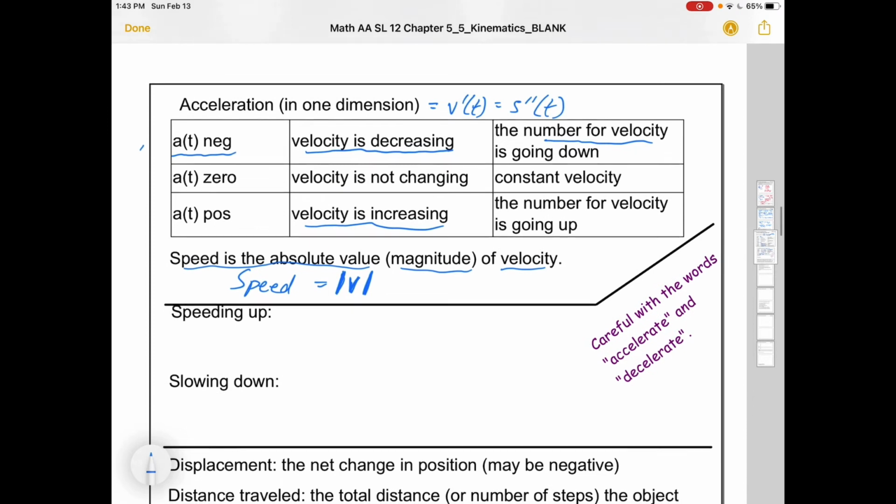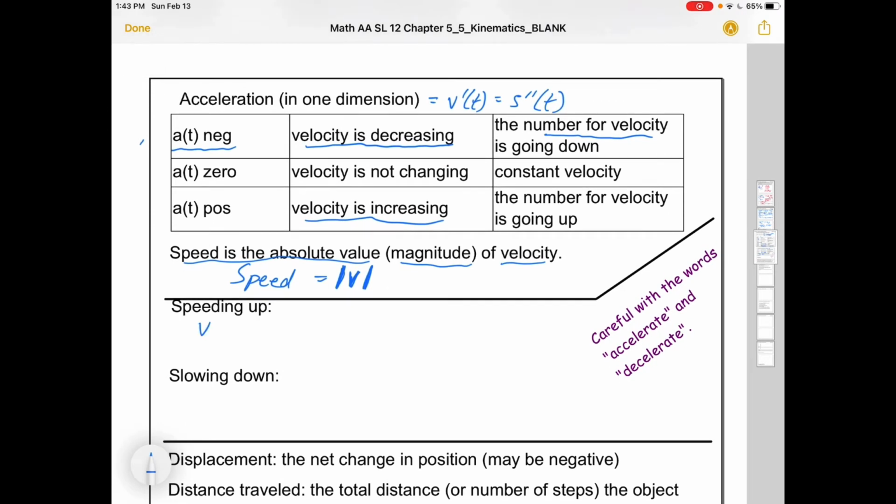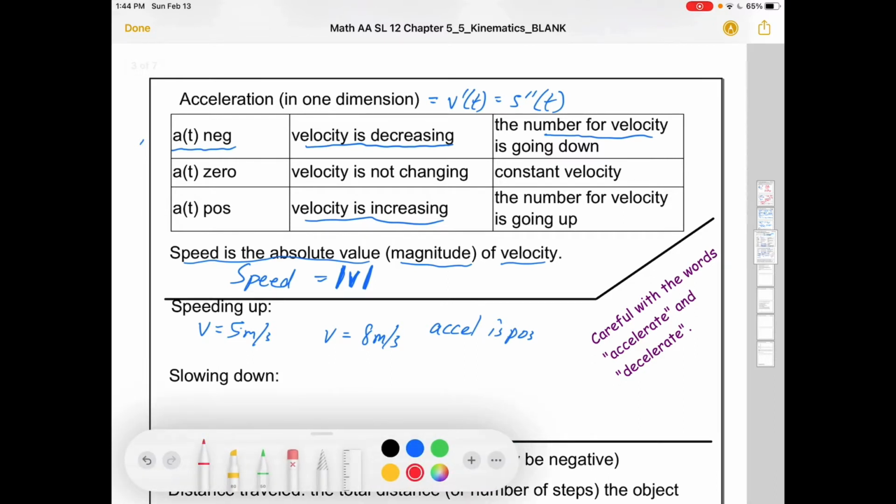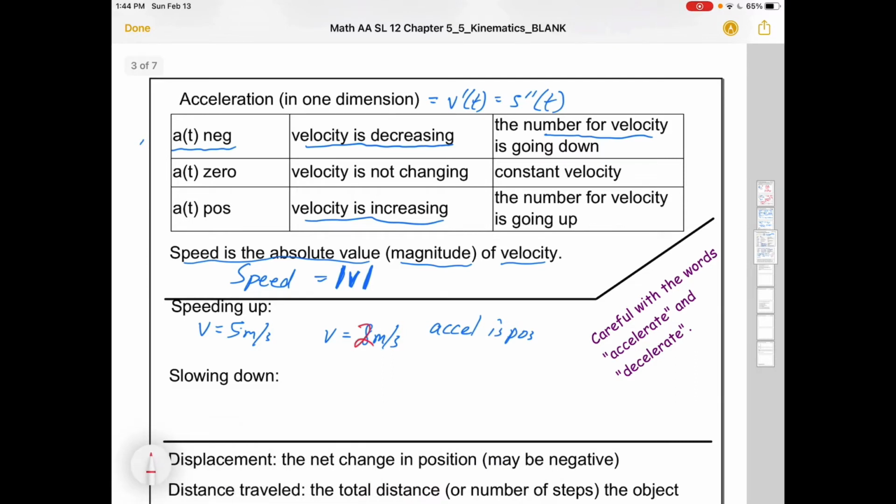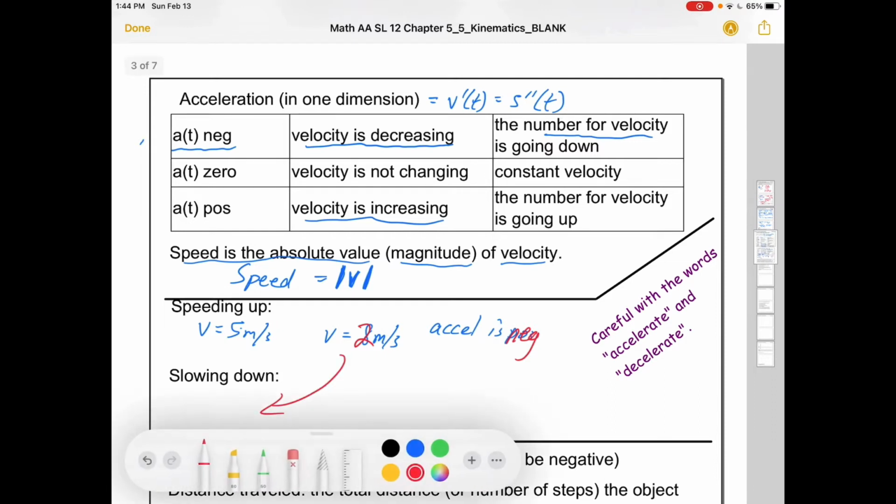Now let's think about speeding up and slowing down. Let's imagine that your velocity starts off at like 5 meters per second and becomes 8 meters per second. Okay. Well, then you're speeding up because your speed went from 5 meters to 8 meters. And it would make sense in that case that acceleration is positive. Right? Velocity is positive, acceleration is positive, you're going to be speeding up. And you might be inclined to say, well, what if instead it went from 5 to 2? Well, then acceleration is negative because velocity decreased, and in that case we'd be slowing down.